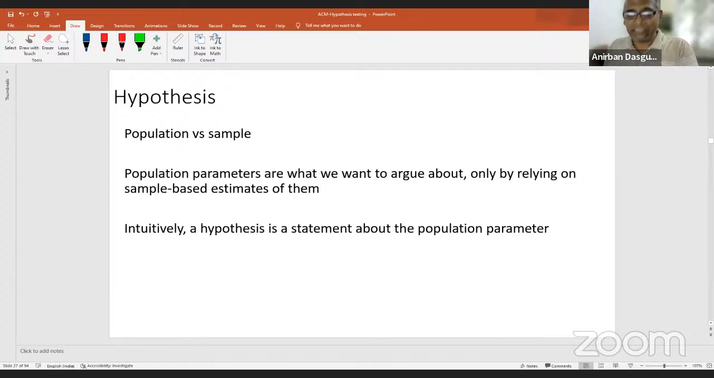Versus there is a sample that you take from the population, and we can collect data on the sample. We can test the vaccine on the sample. We can calculate the average income of the sample, etc. We want to argue about the population, but we are only relying on sample-based estimates of these parameters. Very important, right? A hypothesis is a statement about the population parameter, not about the sample parameter. We want to say something about the population parameter.